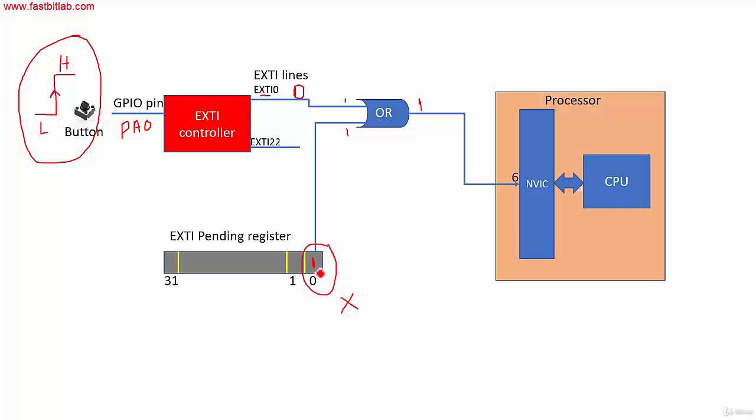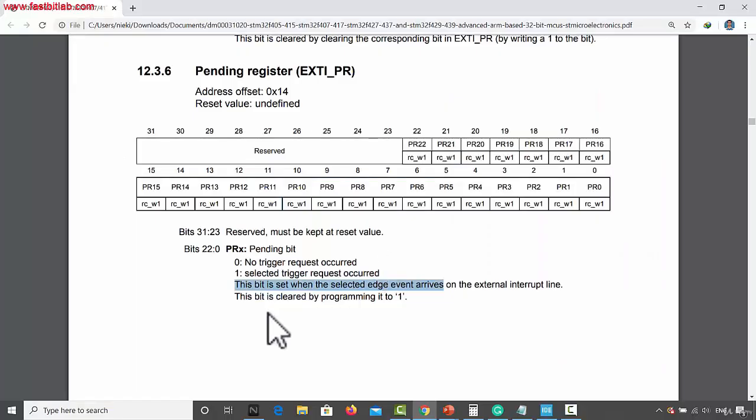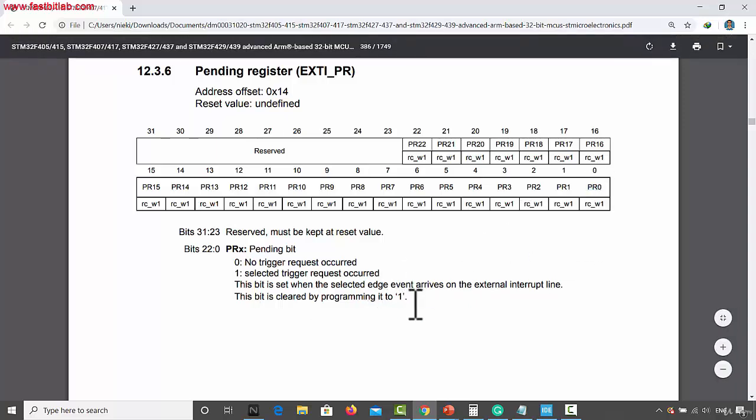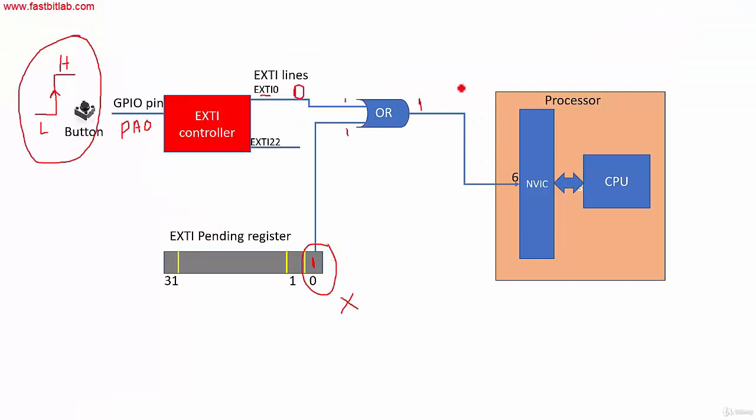And how to clear this bit is also mentioned in the reference manual. You can see that this bit is cleared by programming it to 1. Suppose this bit is set, then you have to write 1 to it to clear it. Okay, not 0, remember. That's a design. To clear this bit, you have to write 1. So once the ISR handler runs, you do whatever you want to do in the ISR handler and then clear this bit. So what happens if you don't clear this bit?